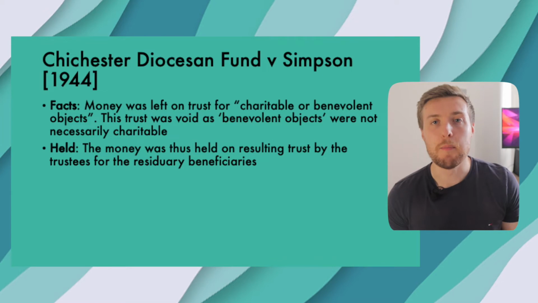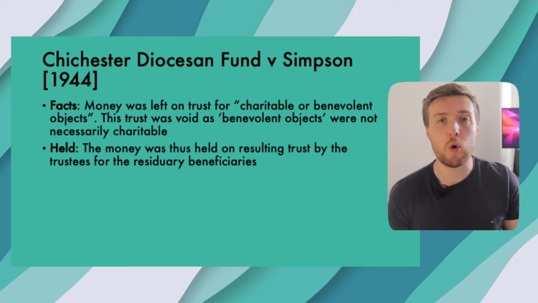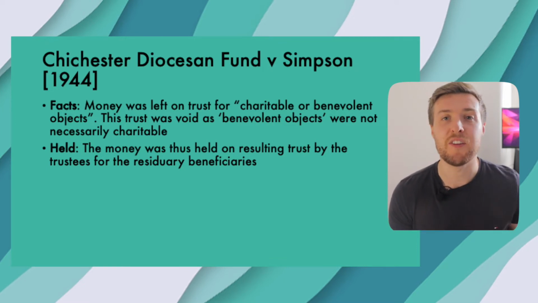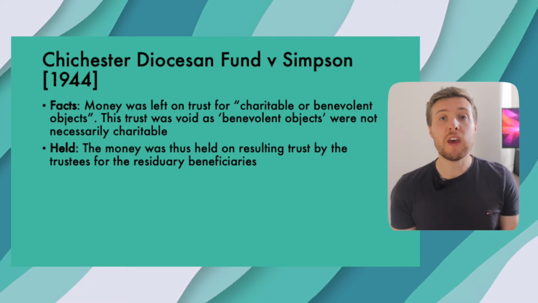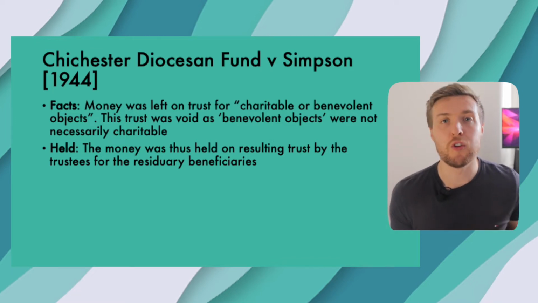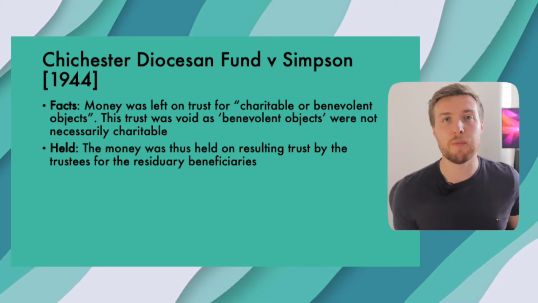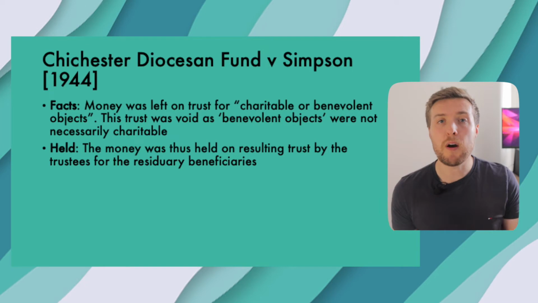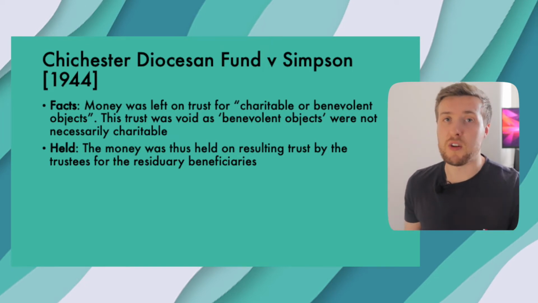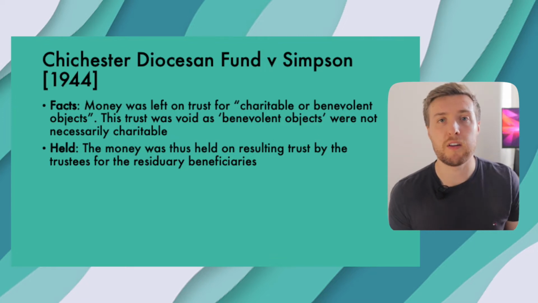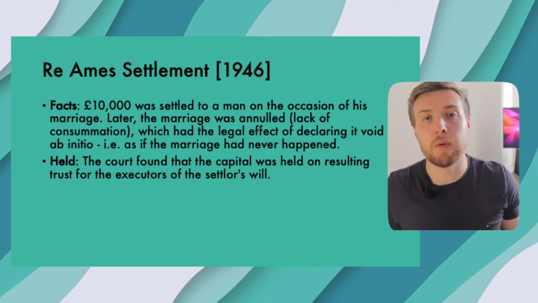So in this case, money was left for such charitable institution or institutions or other charitable or benevolent object or objects in England as may in their absolute discretion select. This was held to be void as the word or phrase benevolent objects were not necessarily charitable, so the trust failed as a purpose trust. This case involved quite a lot of money, like £250,000, and this undistributed money was held by the trustees on resulting trust for the residuary beneficiaries. Basically, any charities which had not spent the money they'd received from the failed purpose trust were required to repay it. Okay, so now let's look at the second case here, Ames Settlement from 1946.